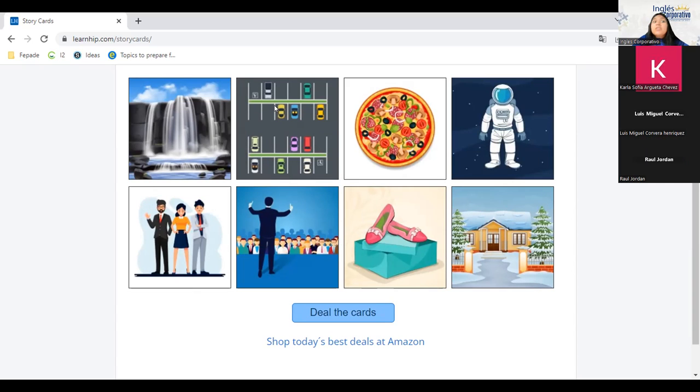So, Luis Miguel, you are going to start. I mean, those are not the ones that you are going to describe. I'm going to hit deal the cards again, but this is just the example. You are going to start creating your story with those two pictures. You need to use your imagination. Then Raul, you are going to continue with the other two, but make sure you follow the story that Luis Miguel started. Then Pablo, you are going to finish the story and you can take those two. Solo vamos a utilizar seis, dos y dos para cada uno. Las últimas dos quedan ahí, okay? Yes?